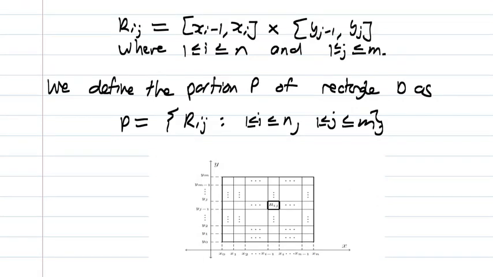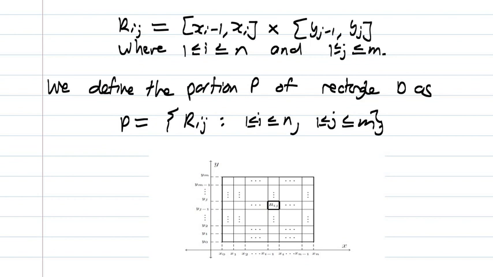So we took the interval from A to B, and we chop it up into n subintervals. Then we took the interval from C to D, and we chop it up into m subintervals. So you see, ultimately what you do is you take the big rectangle and you make a bunch of vertical slices and a bunch of horizontal slices.